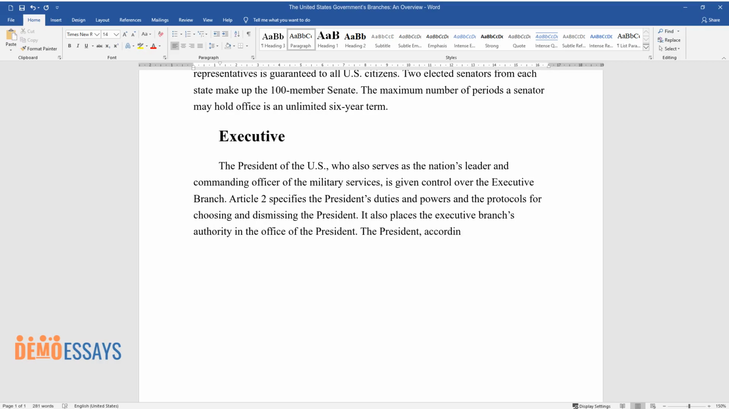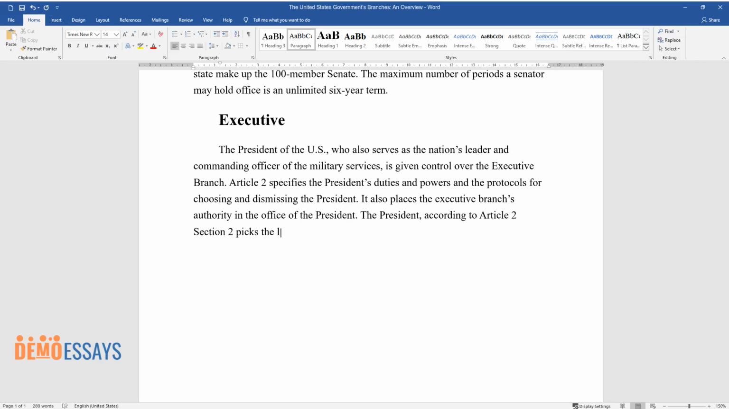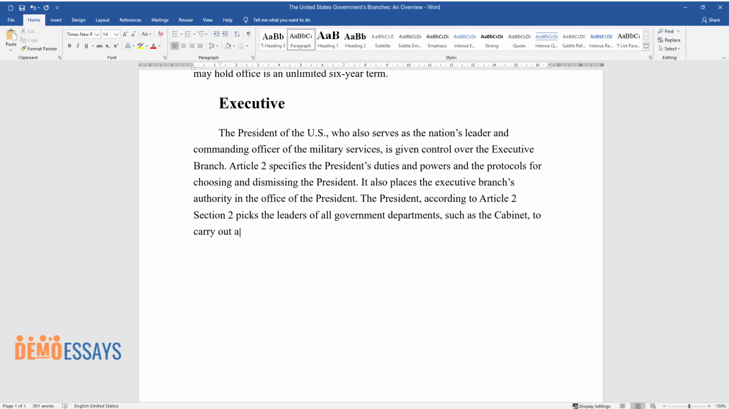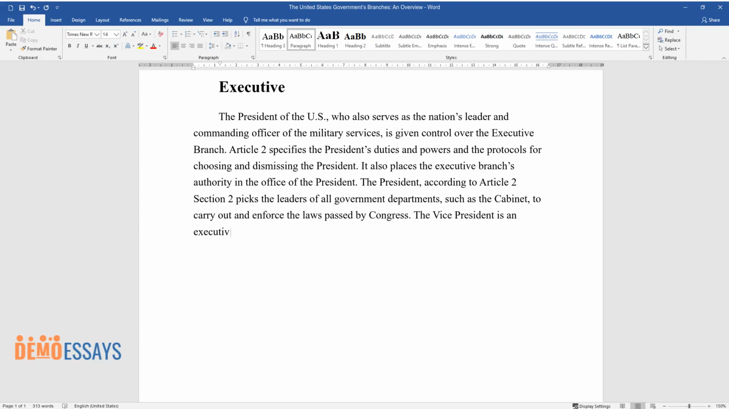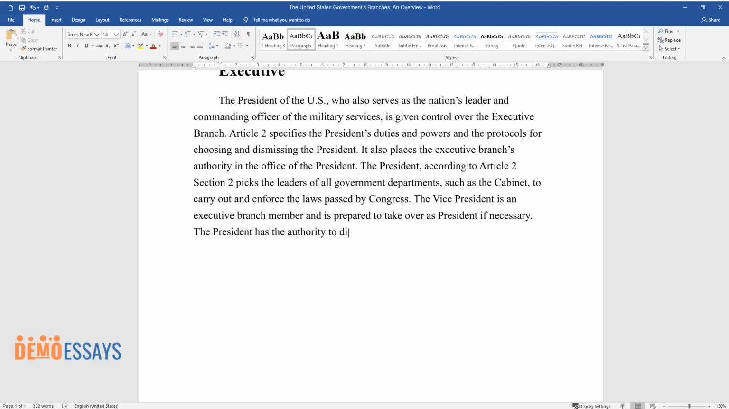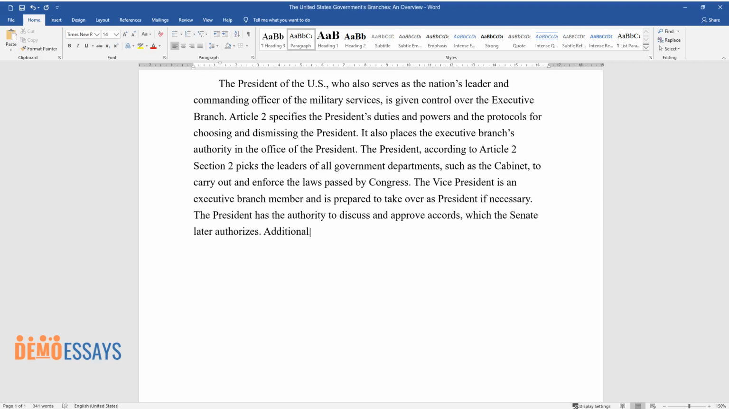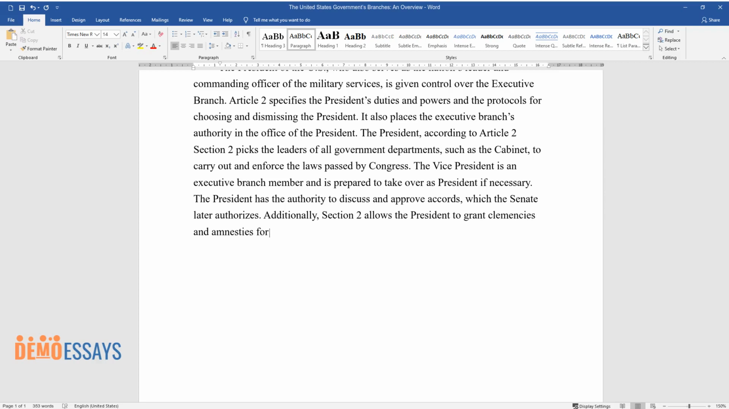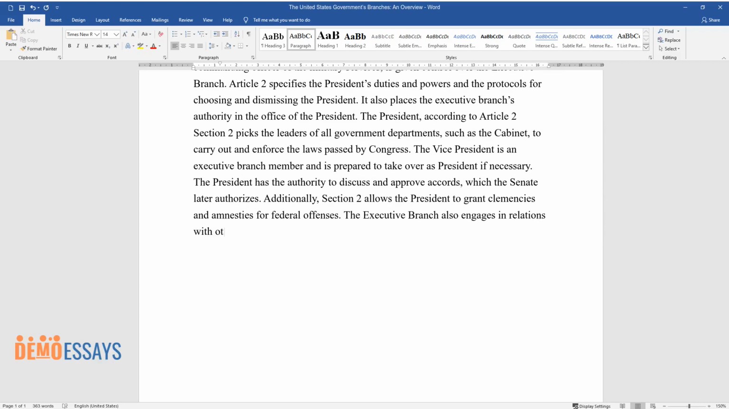The President, according to Article 2 Section 2, picks the leaders of all government departments, such as the Cabinet, to carry out and enforce the laws passed by Congress. The Vice President is an executive branch member and is prepared to take over as President if necessary. The President has the authority to discuss and approve accords, which the Senate later authorizes. Additionally, Section 2 allows the President to grant clemencies and amnesties for federal offenses. The executive branch also engages in relations with other countries.